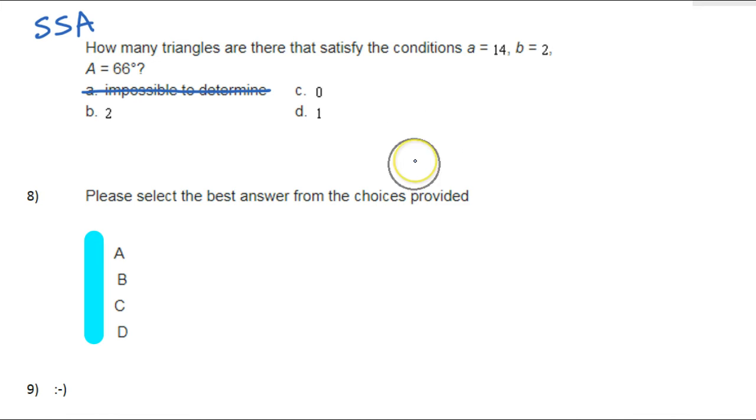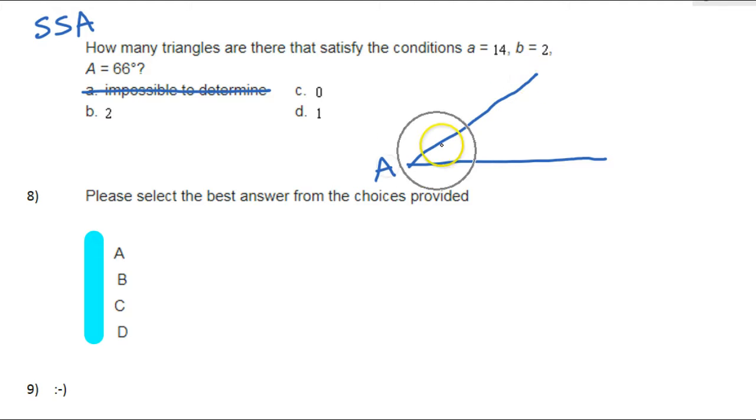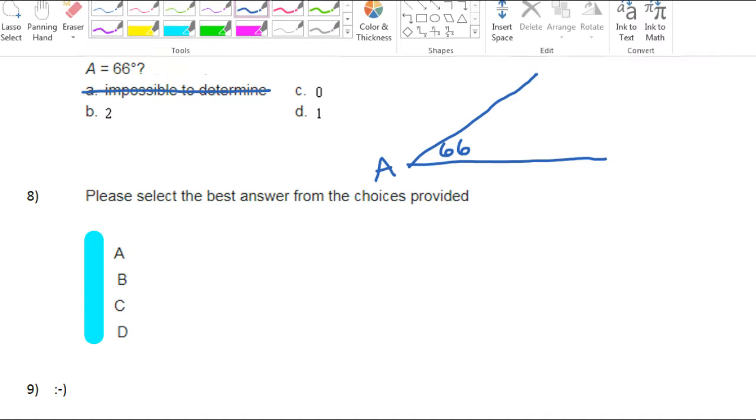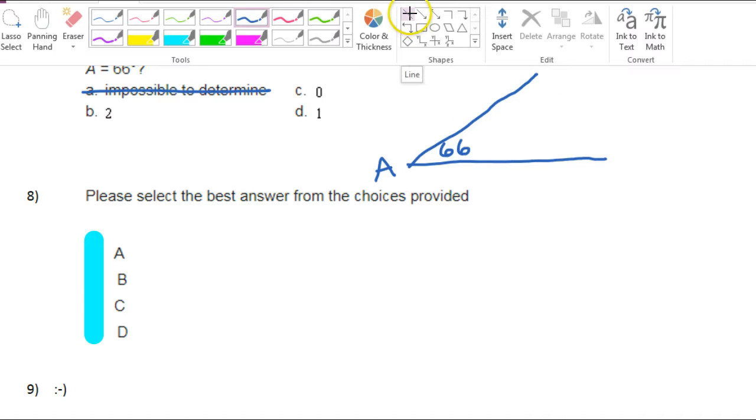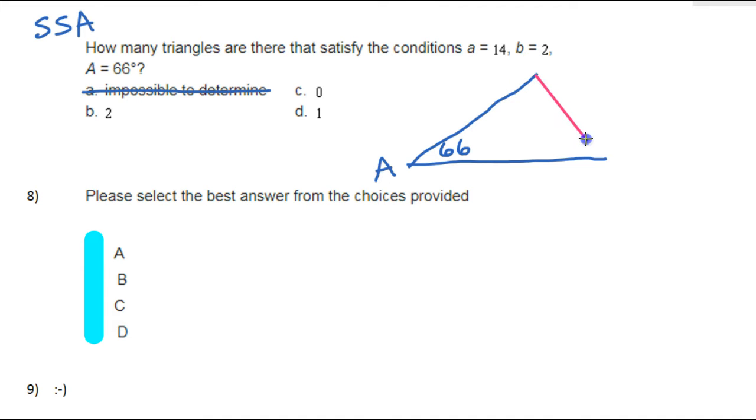Let's draw a picture. Start with a nice horizontal line like this. Take the one angle they gave you and put it on the left-hand side, like this. So this is angle A, and it is 66 degrees. Now go ahead and draw the other side. I'm drawing this in red, and I'm doing it in a way that I can move it around, because this is how you wind up with two triangles sometimes.